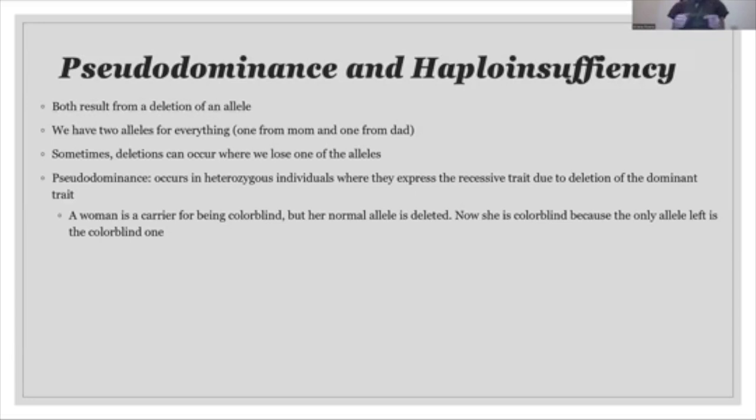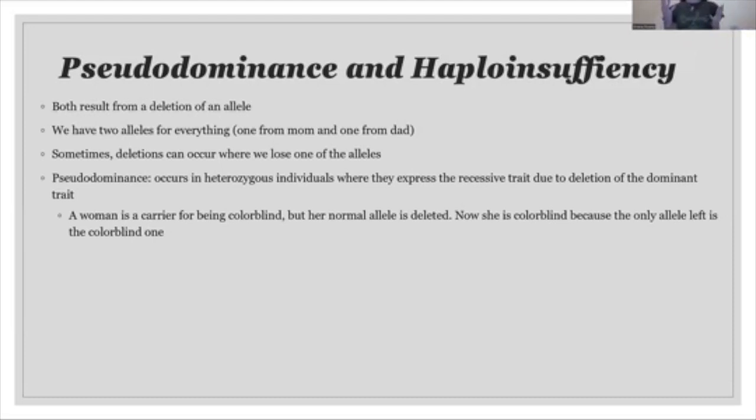So an example of this is a woman being a carrier for colorblind. So this is her no colorblind, this is her colorblind. And she's not colorblind right now because she has that no colorblind dominant gene that's covering up this recessive gene. But then the normal allele is deleted. There's no longer anything to cover up this recessive gene. So now this recessive gene is going to express itself and she is now going to be colorblind.